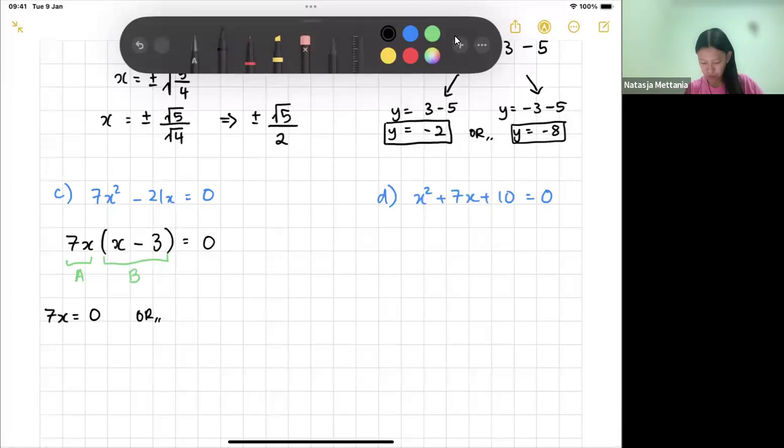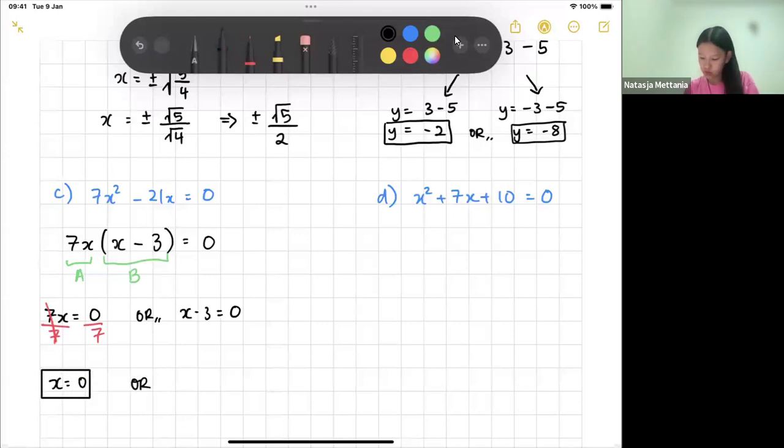Or B equals 0, which is x minus 3 equals 0. Okay, I've got two options. The reason I've got two options is because it's quadratics, first of all, right? So you can have 0, 1, or 2 solutions. In this case, there'll be 2 solutions. And I'll just solve them. So how do I get x from 7x equals 0? I need to divide this by 7 on both sides. x is going to equal 0. So that's one solution.